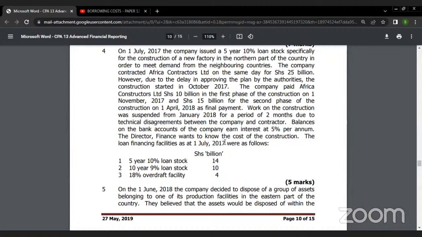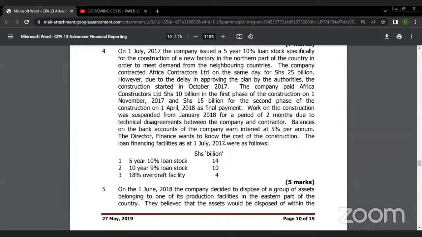We have the specific funds, that is the 5-year 10% loan stock of 14 billion. But of course, that is a specific fund, okay? It is not enough to construct the factory, because the 5-year 10% loan stock is just 14 billion. That amount of money is not enough.